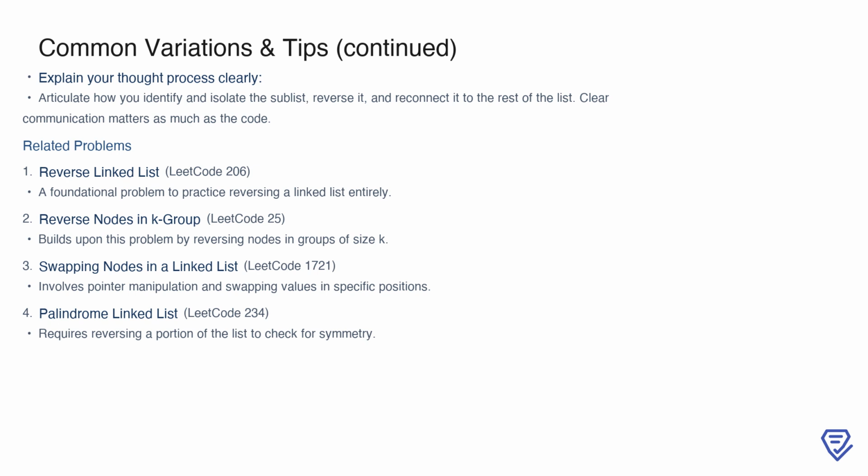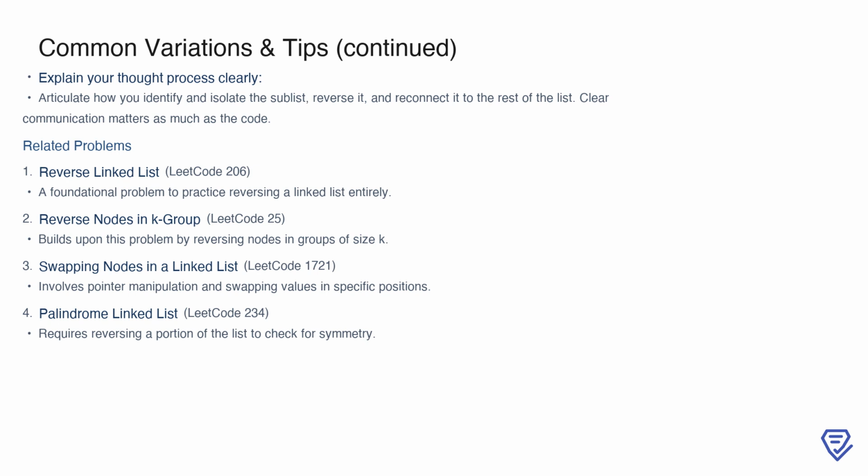A key aspect of solving this problem in an interview is explaining your thought process clearly. Walk through how you identify the sublist to reverse it step by step, and then reconnect it to the rest of the list. Clear articulation of these steps is just as important as writing the code itself.